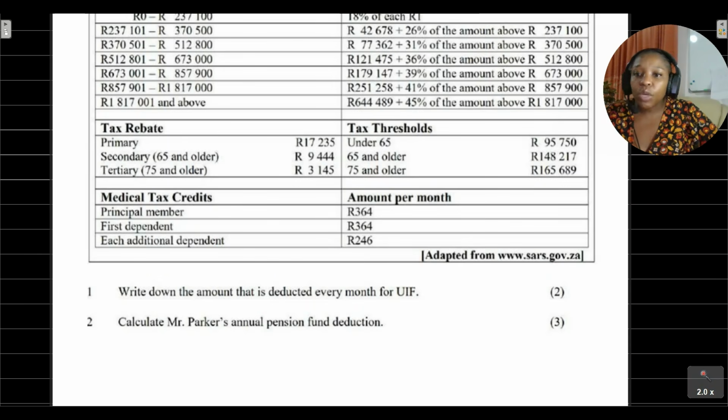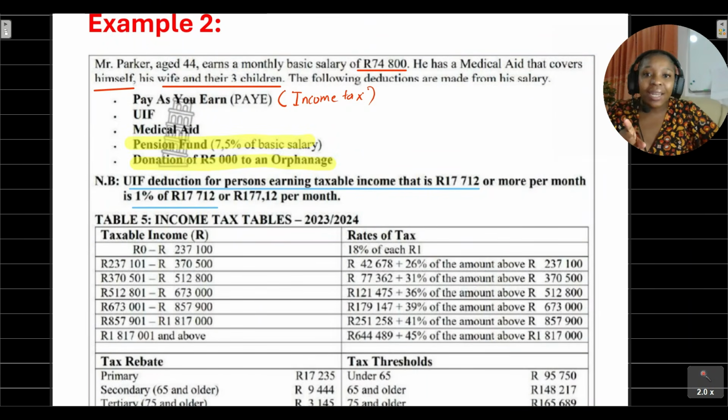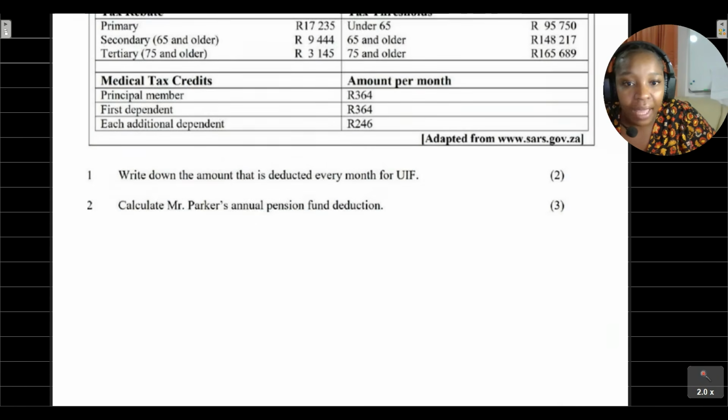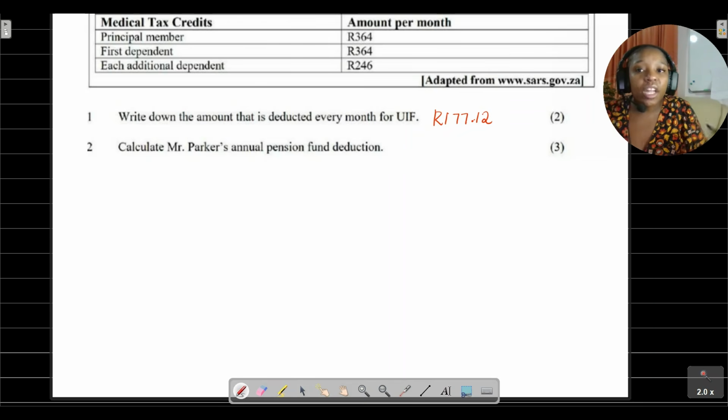All right, so let's look at question 1. Write down the amount that is deducted every month for UIF. So in this question, we are told that if you earn a taxable income that is equal to 17,712 or more, the UIF that you're supposed to pay will be 1% of that 17,712. So that means that in this situation, Mr. Parker will basically just pay R177.12 per month for UIF. That's it.